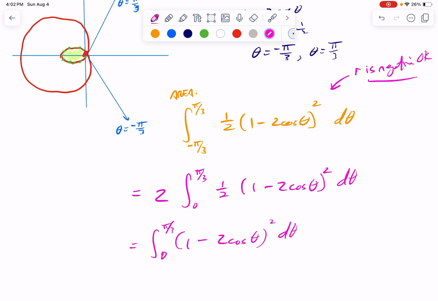So we're going from 0 to pi over 3. And we are integrating 1 minus 2 cosine of theta, sorry, I mistyped something, squared. And this works out to approximately 0.543.